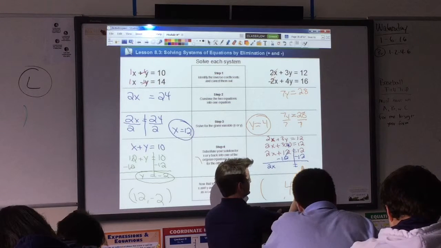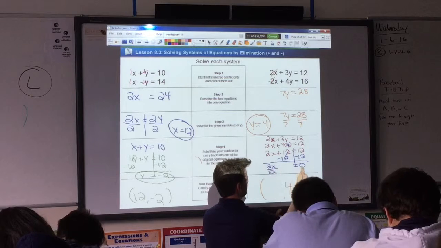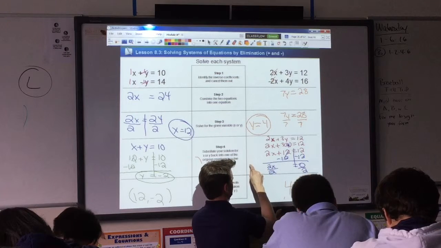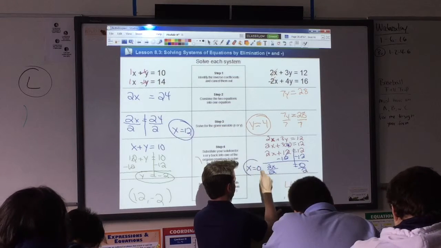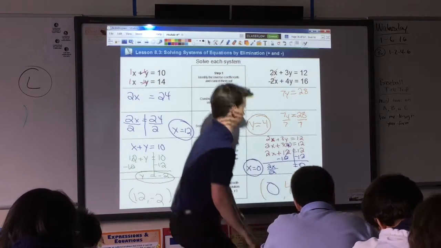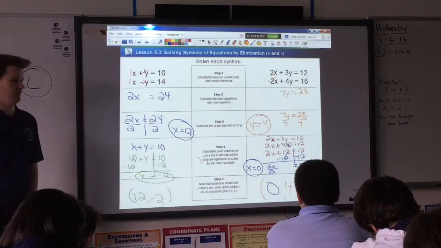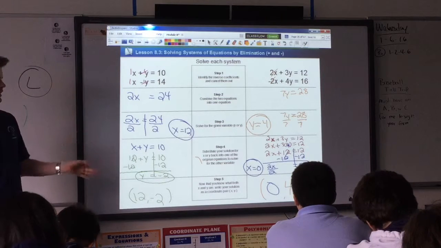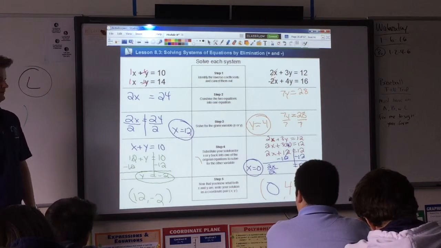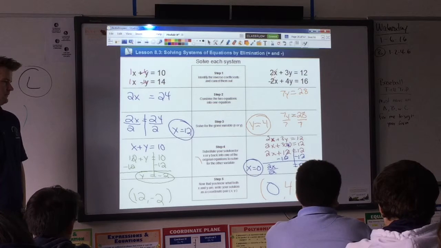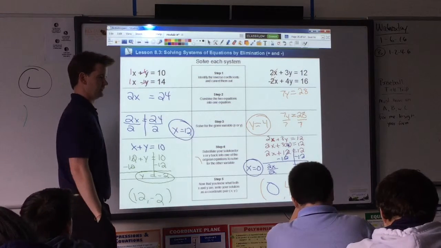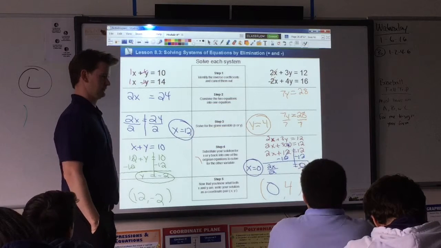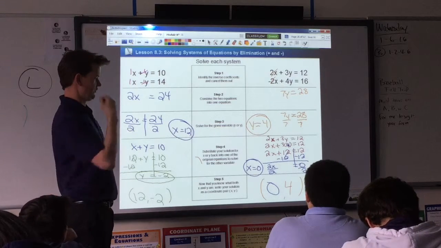Zero. So 2x equals 0, and I'm going to divide both sides by 2, and that's going to give me the other half of this. x is equal to 0. So I have the other half of the answer, and I write that into my coordinate pair. My answer is going to be (0, 4). That's it. What's up? When you're doing division, if you have a 0 in there, what's it always going to be? 0.